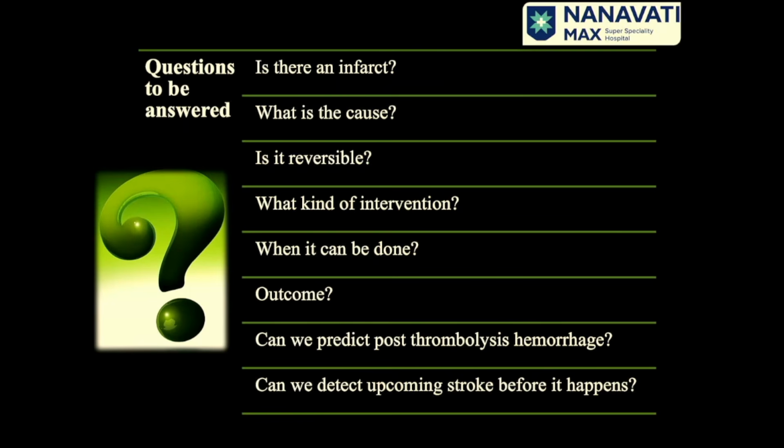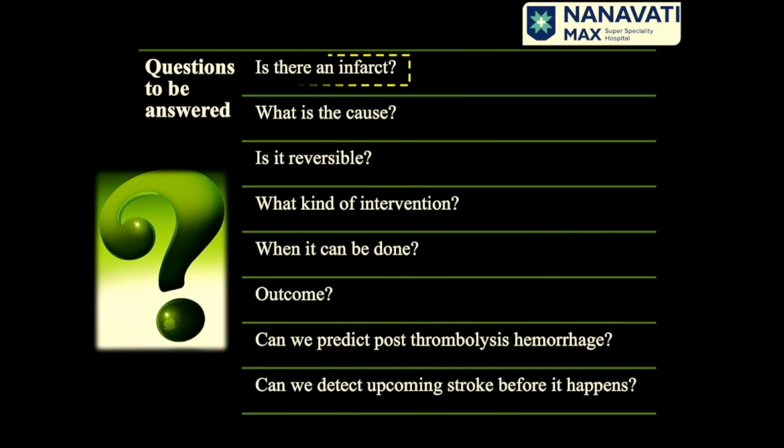There are 8 questions that we need to answer in the given time, and the given time is very, very less. Whether you have an infarct in patients suffering from clinical stroke, what is the cause if there is infarct, is it reversible, what kind of intervention is important, when it can be done, what is going to be the outcome if we thrombolyze these patients, can we predict post-thrombolysis hemorrhage or not, and can we detect upcoming stroke before it happens. That's not really in the acute stage.